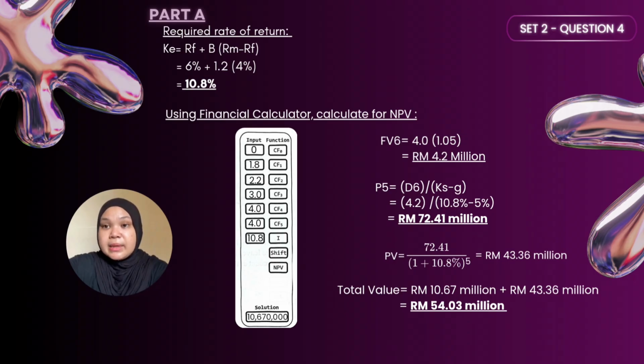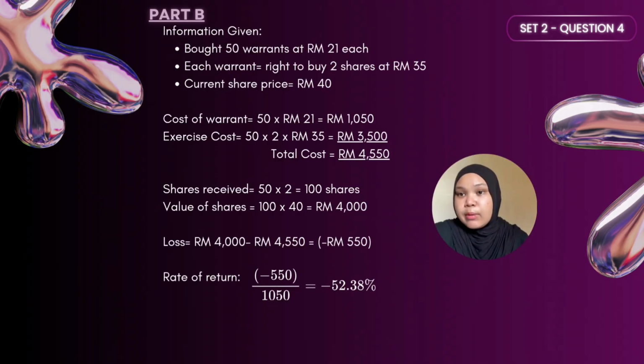This gives a terminal value of RM 72.41 million. We then discount this terminal value back to the present value, which results in RM 43.36 million. Finally, by adding the present value of the cash flow from year 1 to year 5 and the present value of the terminal value, the total value of Besi Sendirian Berhad to Metal Berhad is RM 54.03 million. Next, I will explain part B, which focuses on warrants.